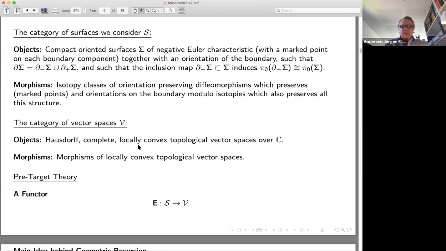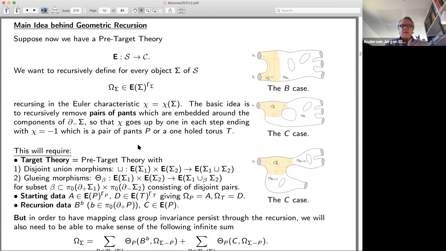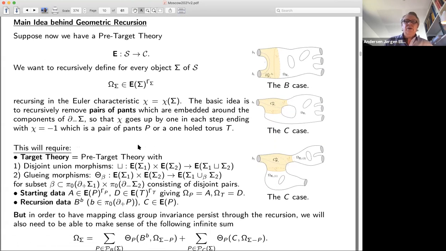Okay, so now we assume we have such a functor, and then here's the basic idea behind geometric recursion. The basic idea is that we start with this functor, and we would like now for every surface to assign, in a functorial way, a vector inside the vector space of the surface, in the mapping class group invariant part, and we want to do this recursing in the Euler characteristic. And what do we recurse by? Well, we recurse by extracting pairs of pants from surfaces.